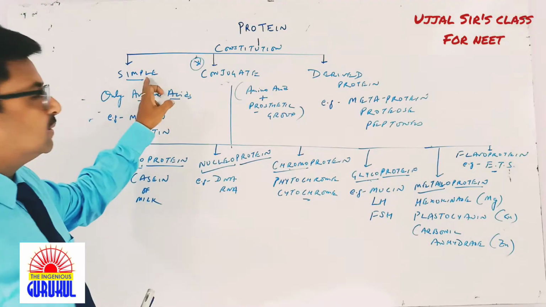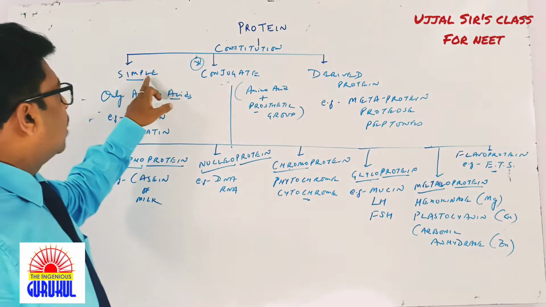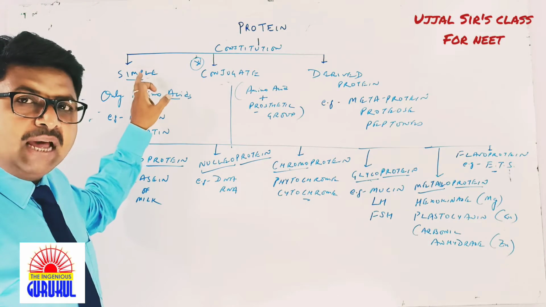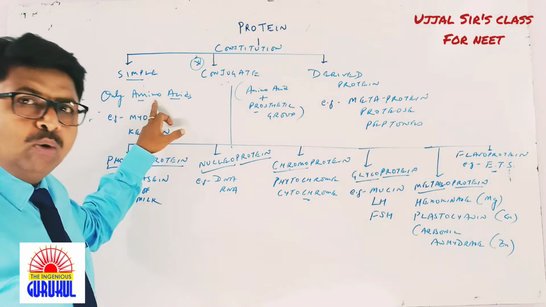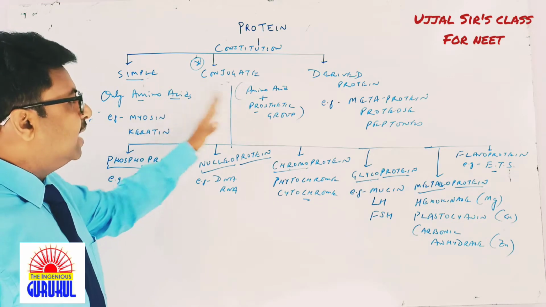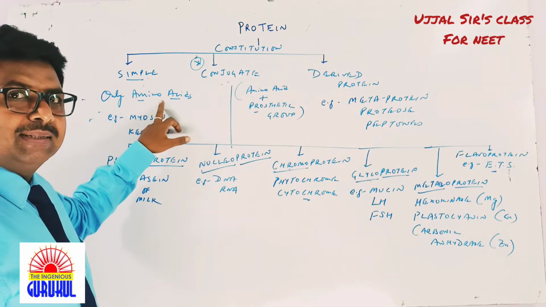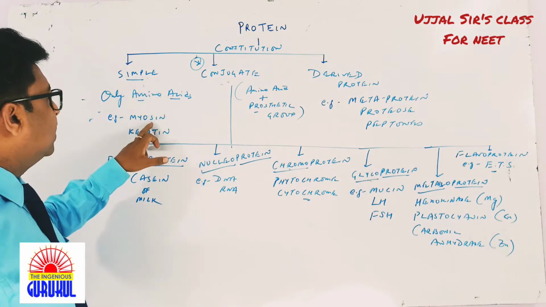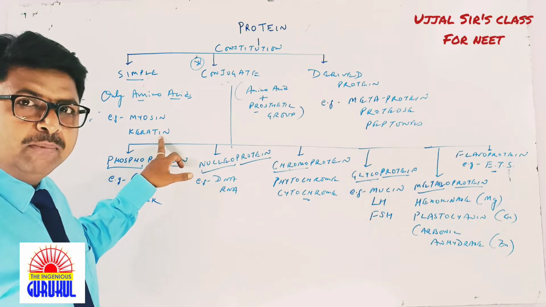One is simple, the second one is conjugate, and third one is derived protein. When we talk about simple protein, we are talking about a protein which is made up of only amino acids. So it's not having any prosthetic group. If it is made up of only amino acids, then the examples are myosin and keratin. These are the examples of it, because they are made up of only amino acids.